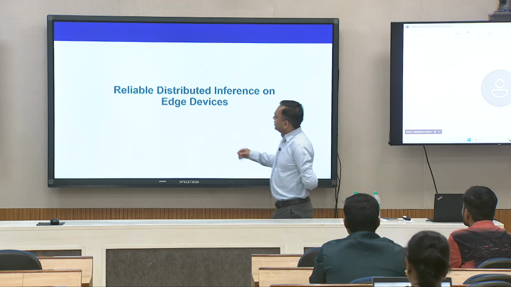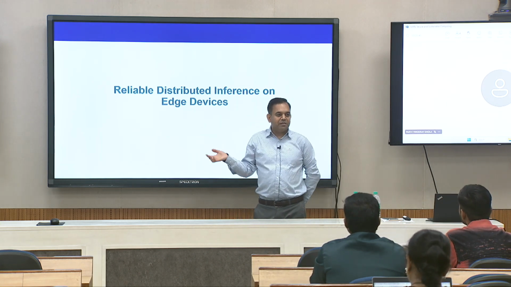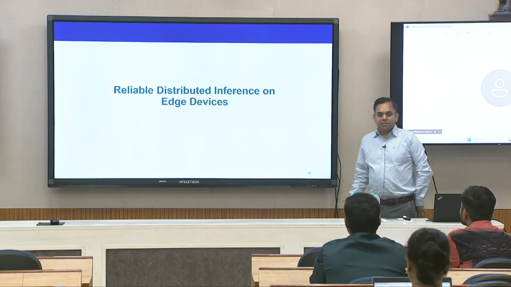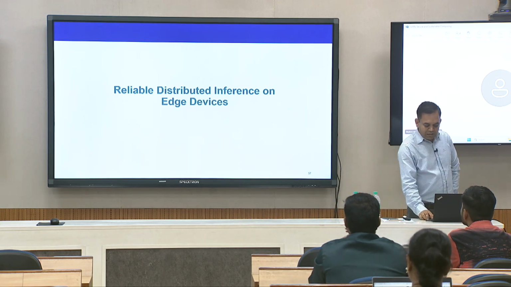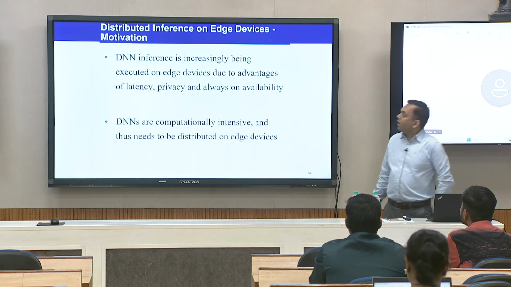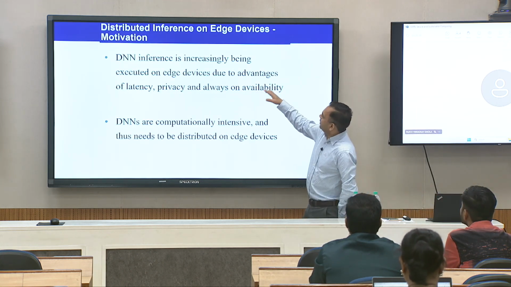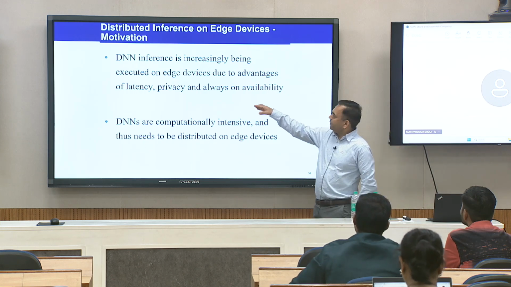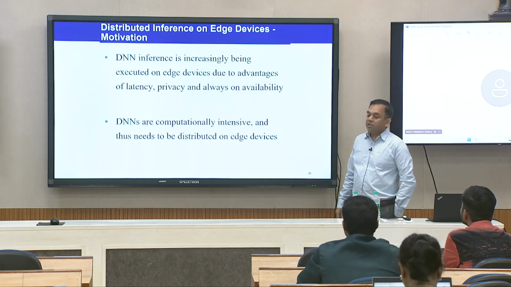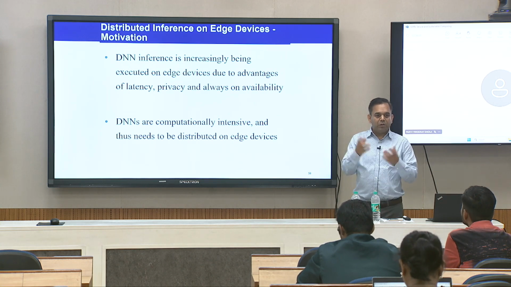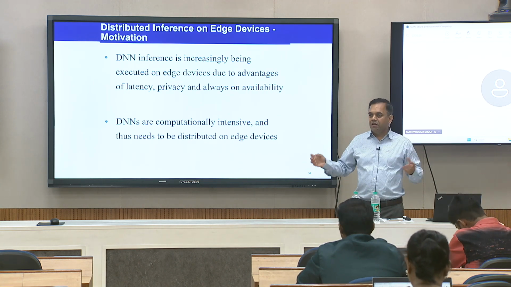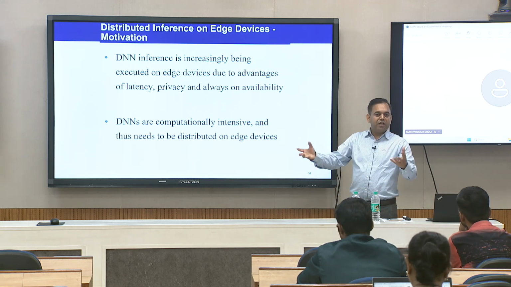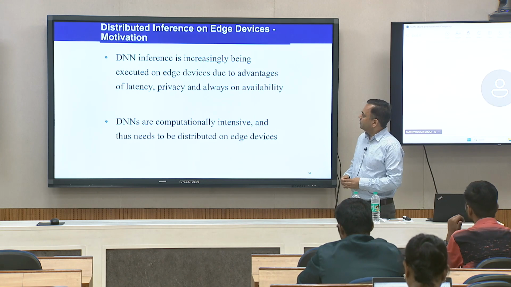Another work we did is, again regarding sustainability, reliable distributed inference on edge devices. Let's look at, first of all, why we need distributed inference on edge devices. DNN inference is increasingly being executed on edge devices. Like I told you, there are going to be more and more edge devices, and not all the data can be sent to the cloud. So even DNNs are going to run on edge devices.